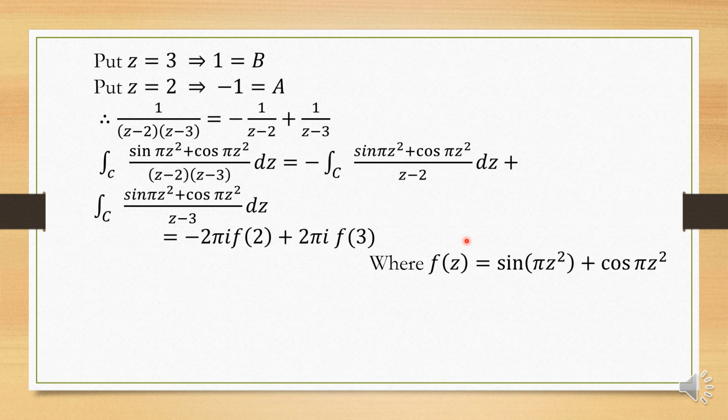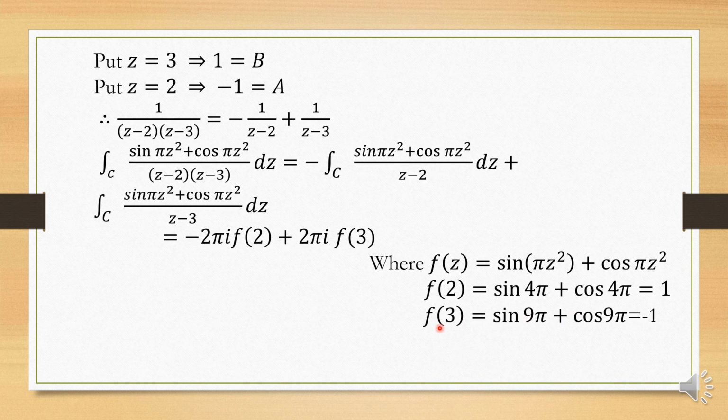For that, we write f of z, that is nothing but the term present in the numerator, that is sin pi z square plus cos pi z square. In this, for getting f of 2, we replace z by 2, we get sin 4 pi plus cos 4 pi. Sin 4 pi value is 0, cos 4 pi is 1. Now similarly, for f of 3, we replace z by 3, we get sin 9 pi plus cos 9 pi. Sin 9 pi value is 0 and cos 9 pi value is minus 1.